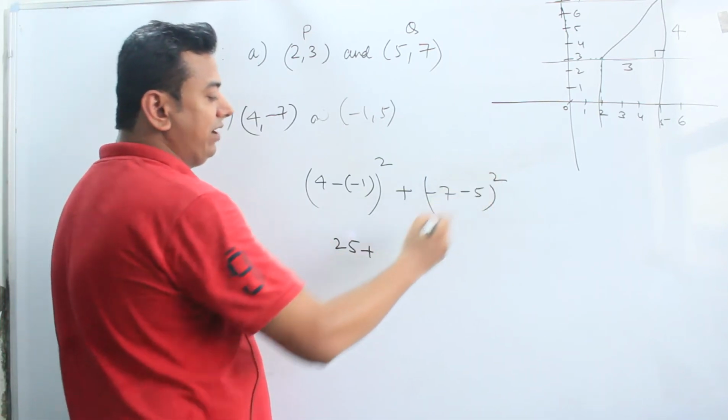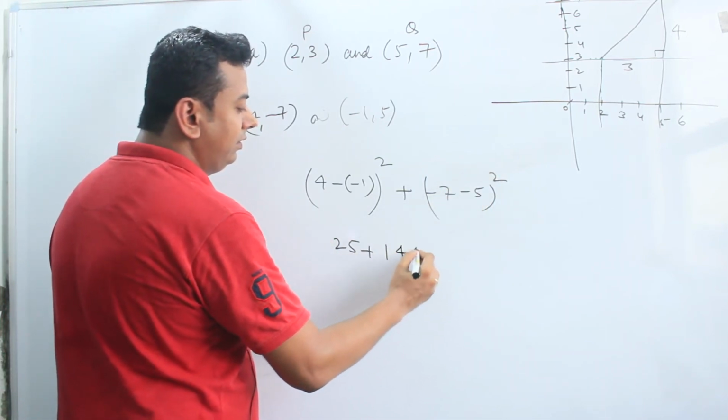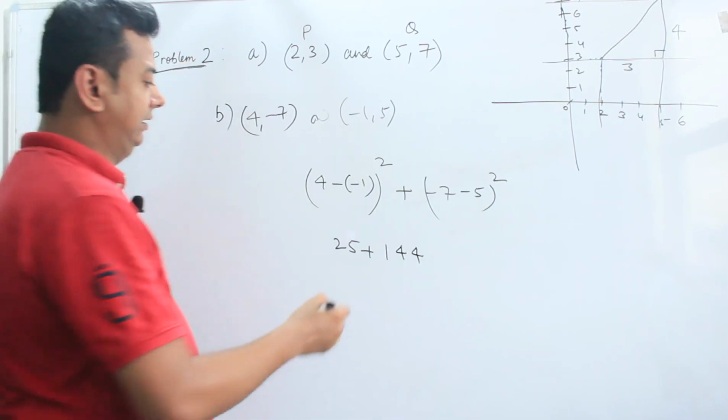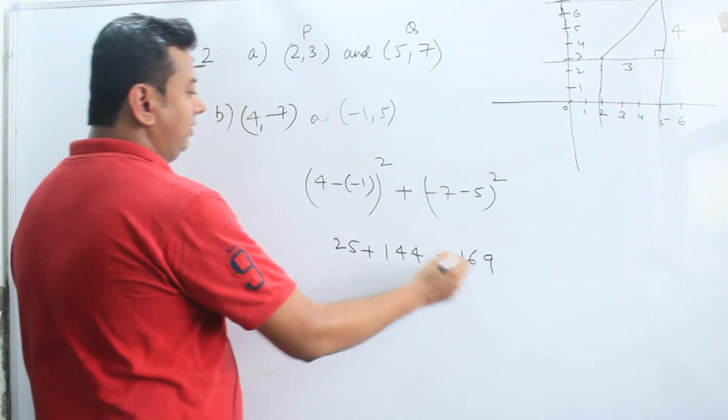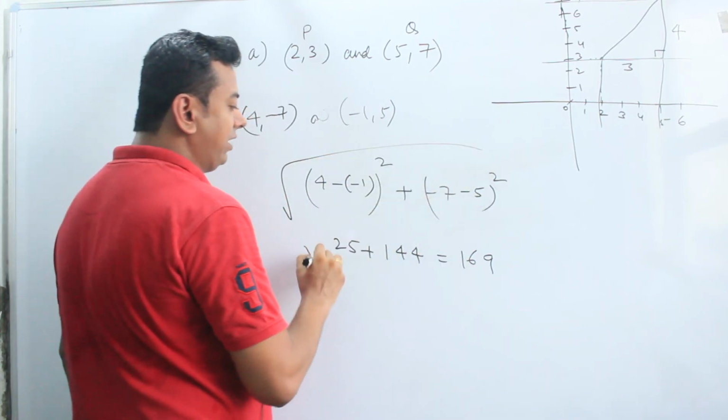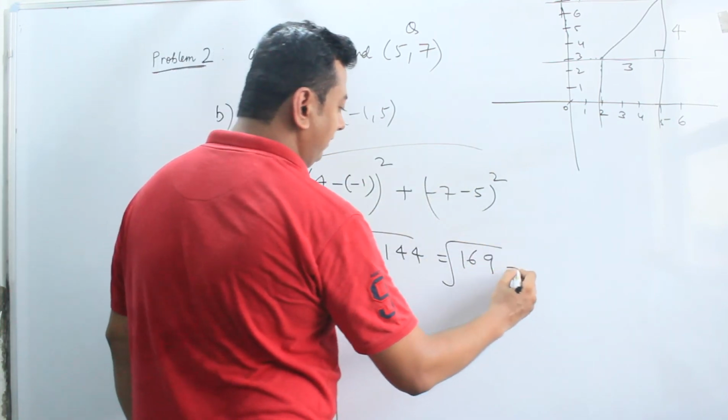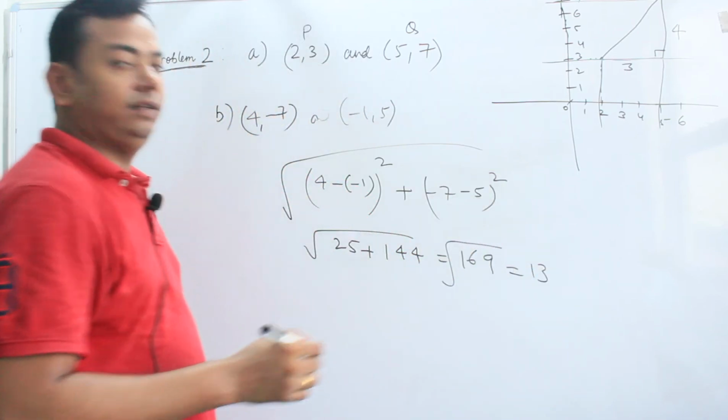Minus 12. Minus 12 square is what? Plus 144. This is what? 169. And the square root of this, which is nothing but 13.